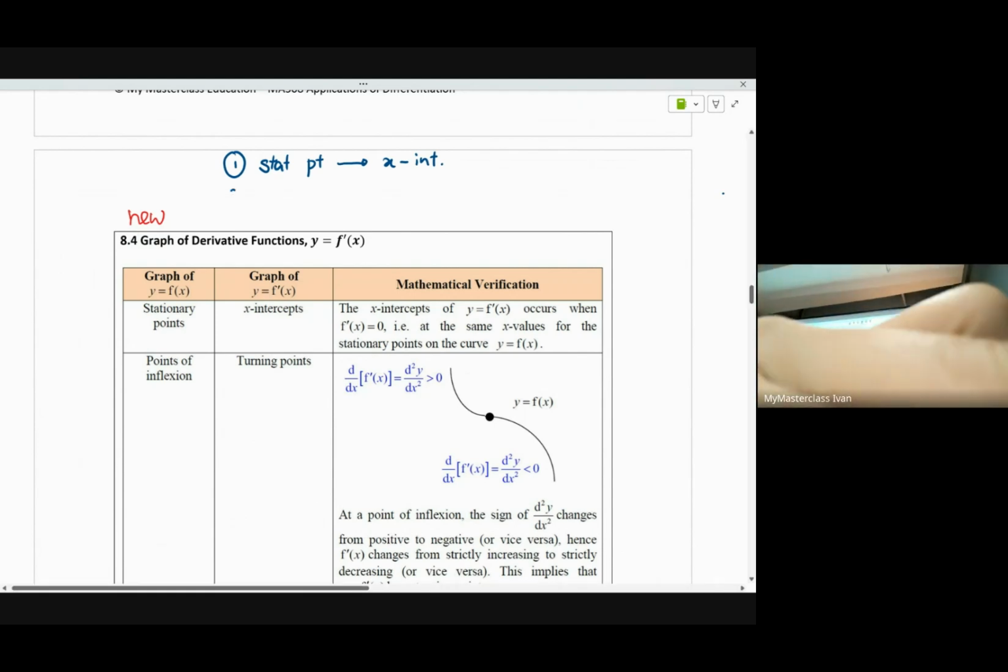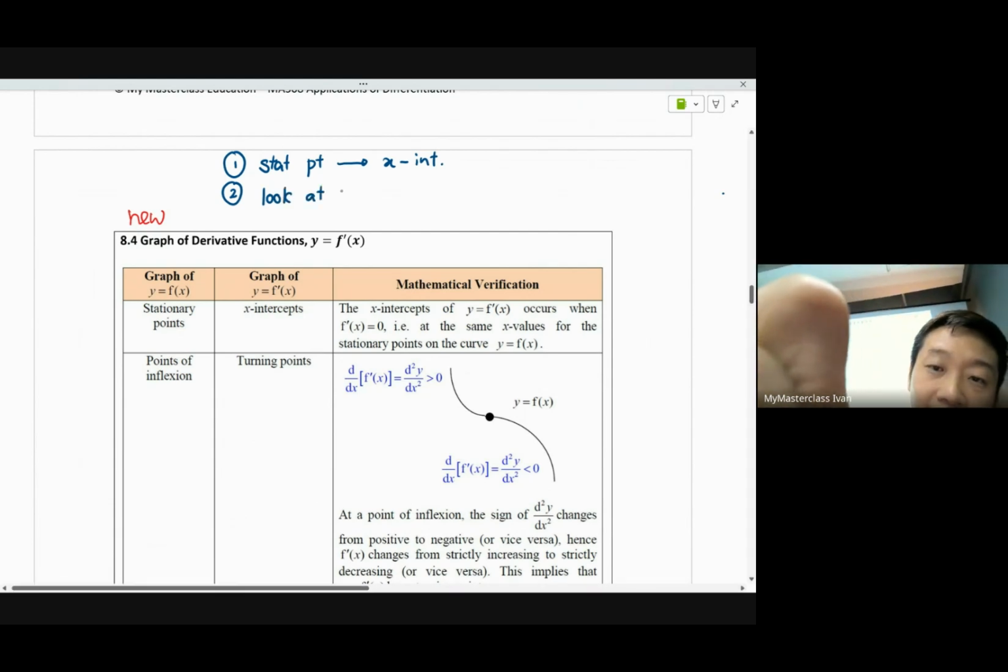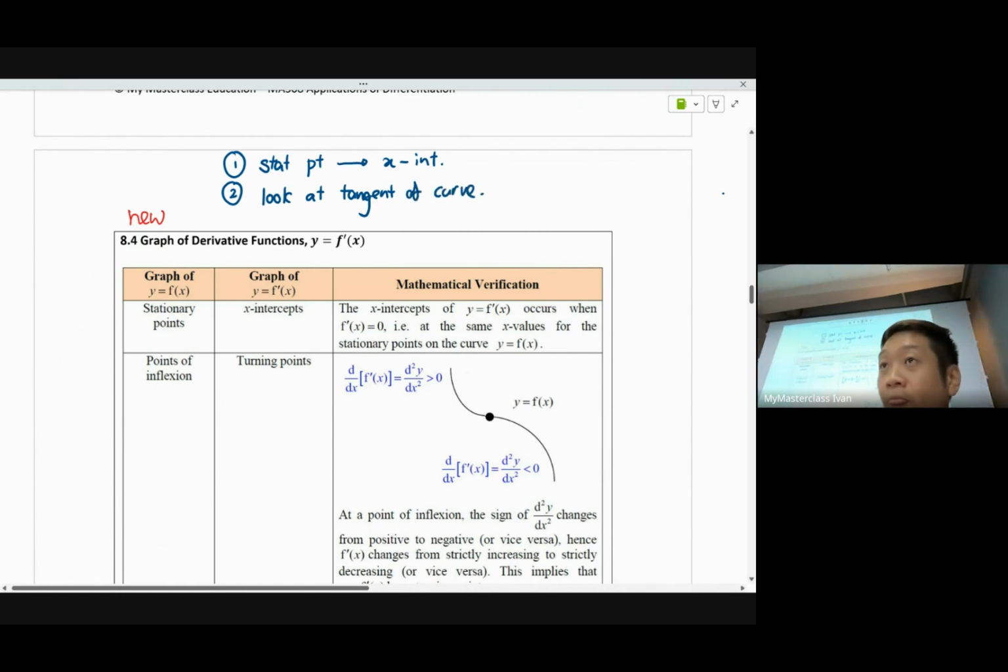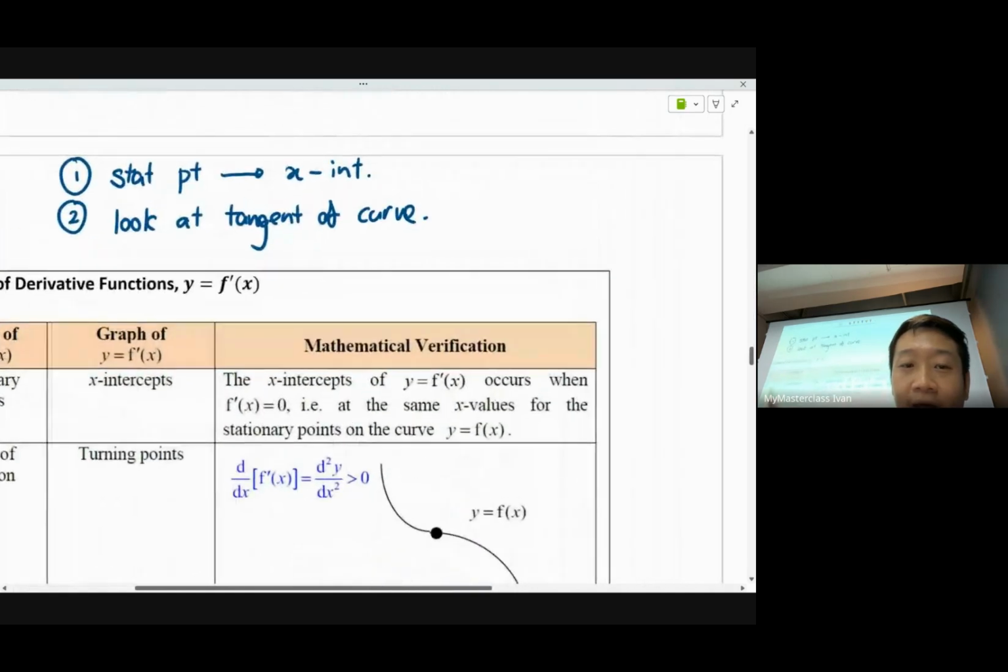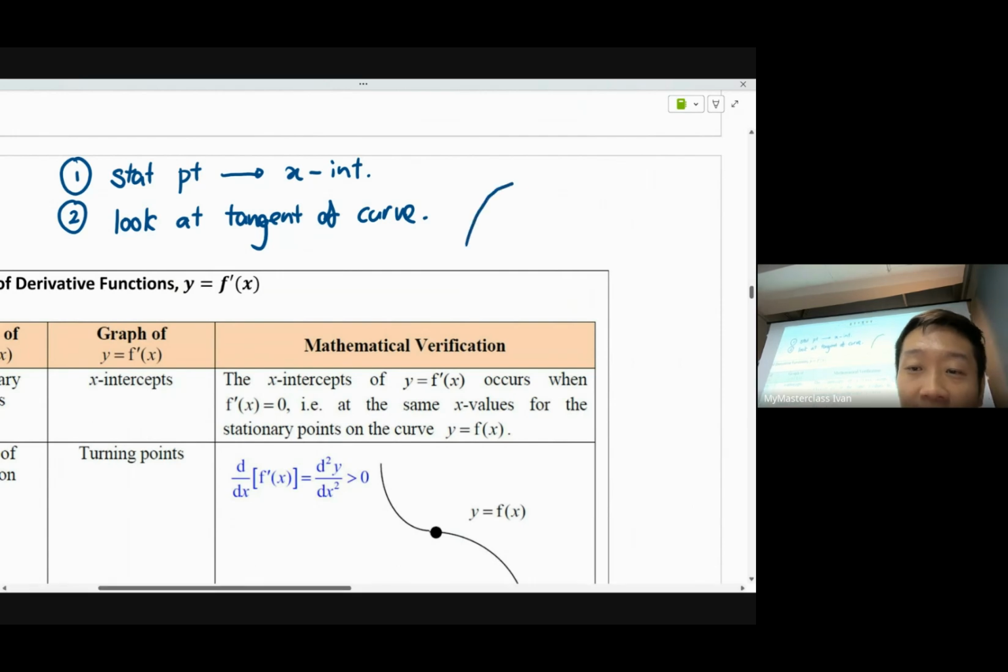Then number 2, look at the tangent of the curve. So just apply these two things. You look here. Draw an N-shaped curve. Draw an N-shaped curve now.